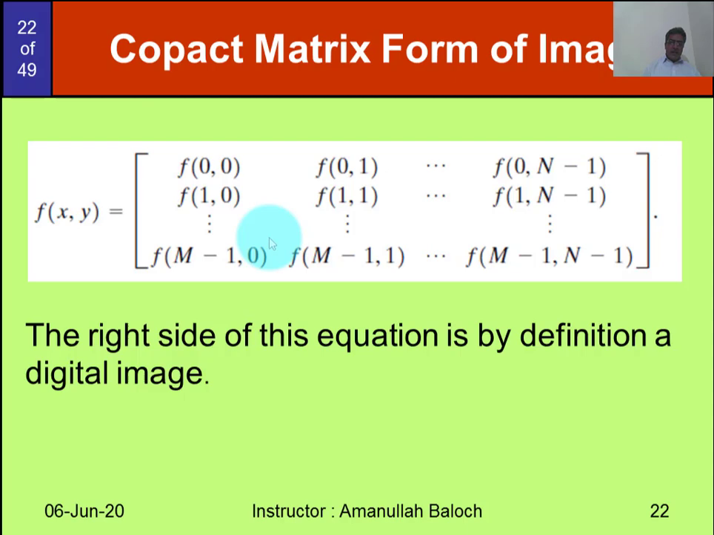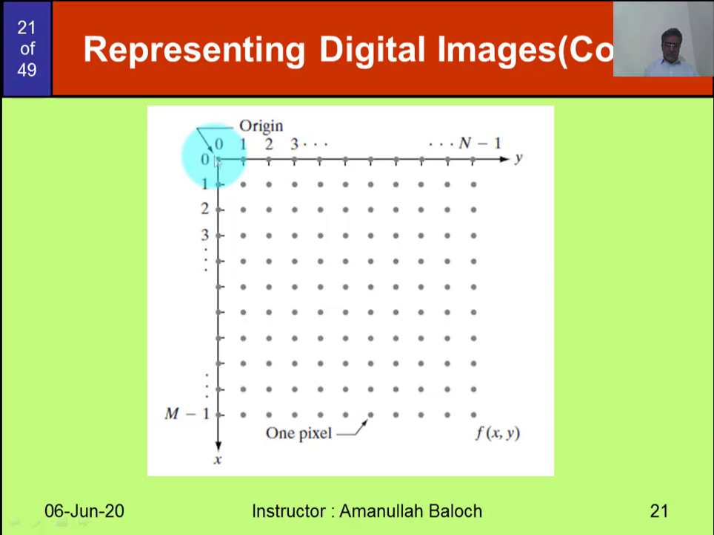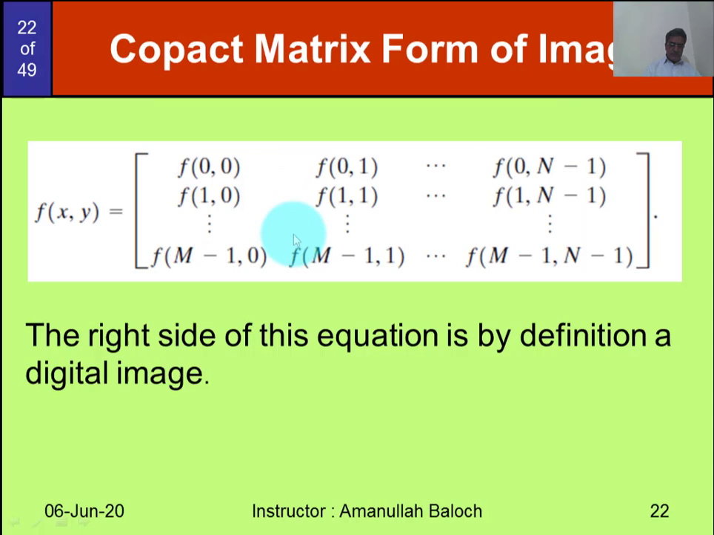We can also represent it in matrix form, that is f of 0, 0, f of 0, 1, f of 0, n minus 1, f of 1, 0. You may see here, this is row 0 and column 0. This is row 0 and column 1, row 0, column 2, row 0, column 3. So the coordinates of these pixels are 0, 0, 0, 1, 0, 2, 0, 3. Similarly, the coordinates of these pixels are row 1 and column 1, row 1 and column 2, row 1 and column 3. At the end, every pixel present at the cross sections of rows and columns has a coordinate value x and y. So this image f of x, y is represented in matrix form.